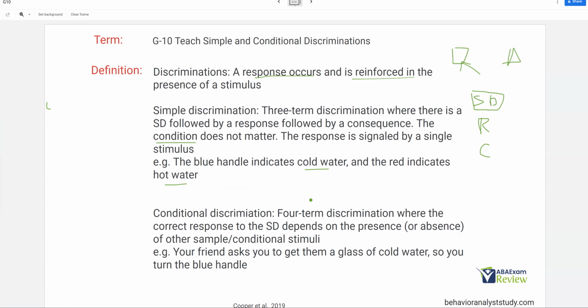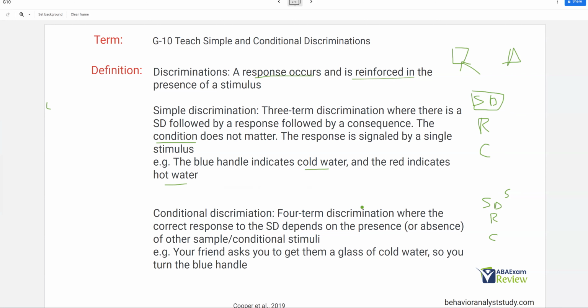Now, conditional discrimination, a little different. It's a four-term contingency where the correct response, so we still have an SD, a response, and a consequence, depends on another sample or conditional stimuli. So we have another stimulus here. Let's say we're using the square. If I present a square and then I say, match this square, well, your response would be to match the square, and I would deliver the consequence. The condition is now the square, right? The model or the sample. And that's the main difference.